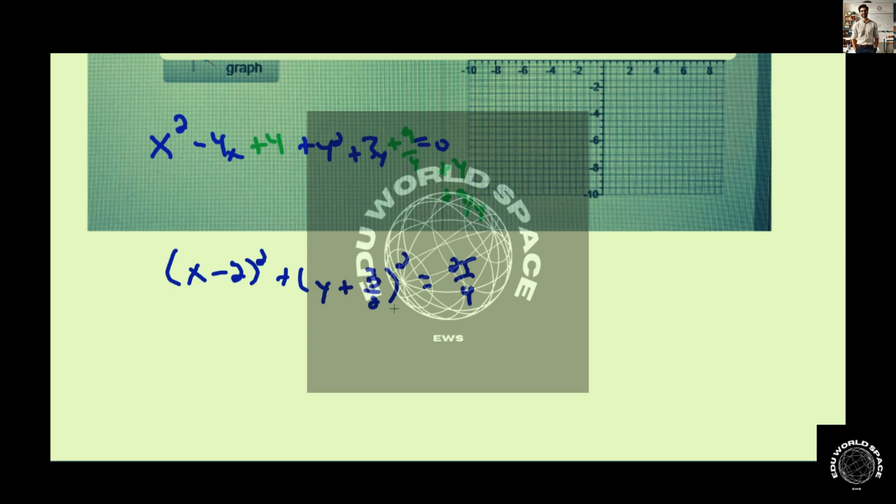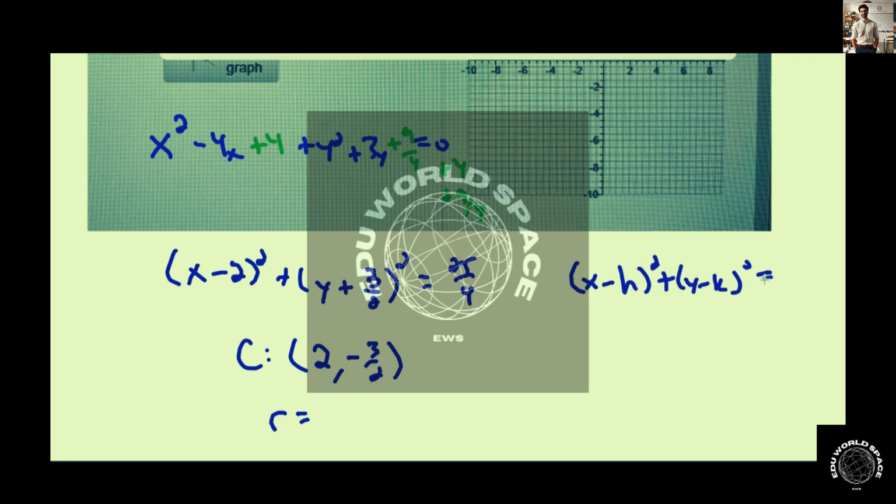And so we have a circle whose center is at, it's always the opposite sign here, (2, -3/2), and the radius is, or r squared for a circle, because a circle is (x minus h) squared plus (y minus k) squared equals r squared, where the center is at (h, k) with radius r. So we have identified the center at (2, -3/2), or -1.5, with a radius of the square root of 25/4, which is 5/2.